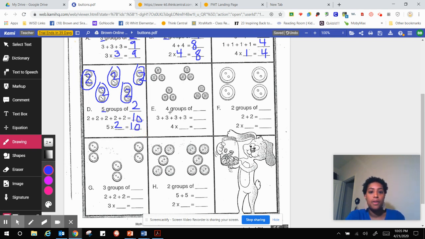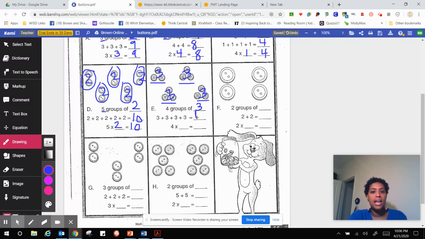All right, here we have 4 groups. Well, we see we have 4 groups. Group 1, Group 2, Group 3, Group 4. Well, how many buttons are in each group? If you said 3, you are correct. So there's 4 groups of 3. So it's 3 plus 3 plus 3 plus 3. That is correct. So that's 3, 6, 9, 12.